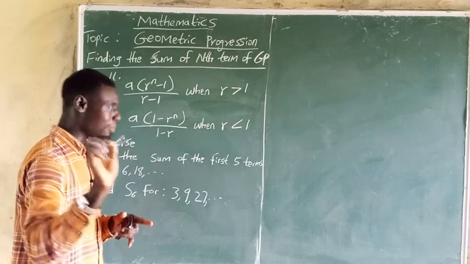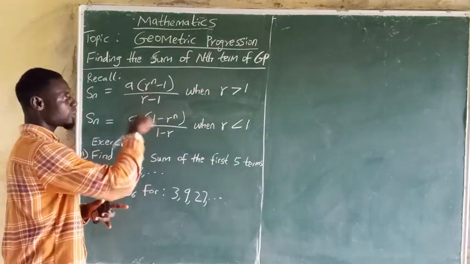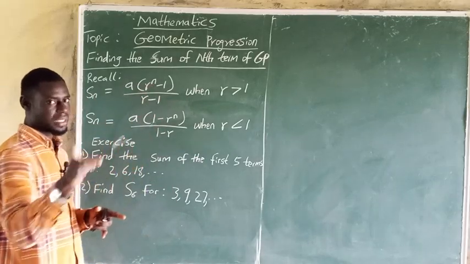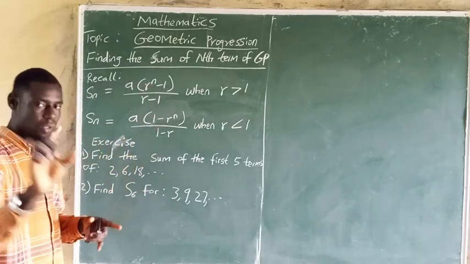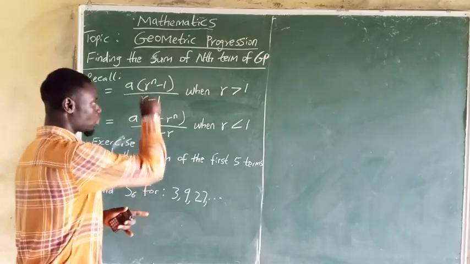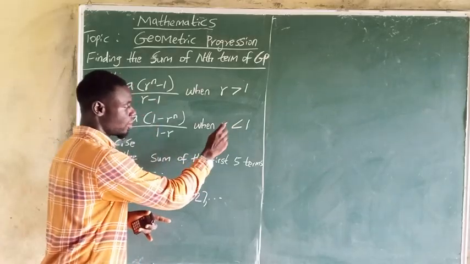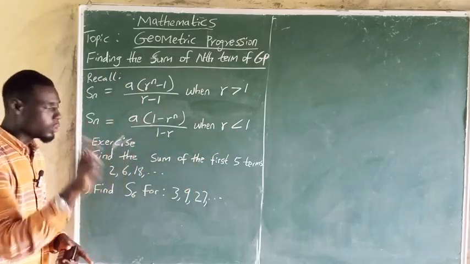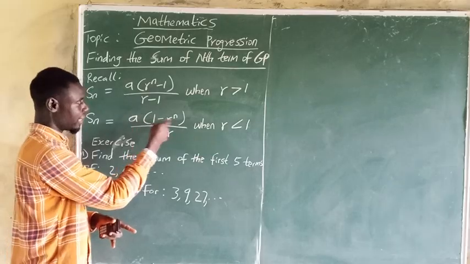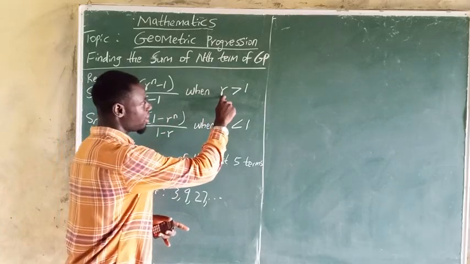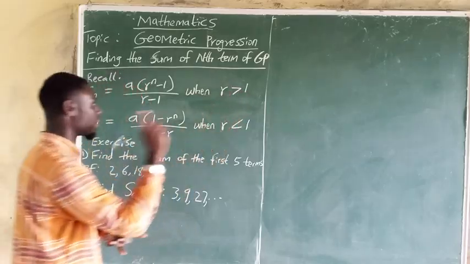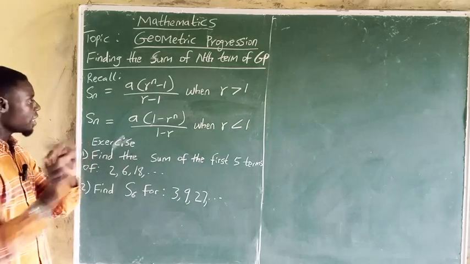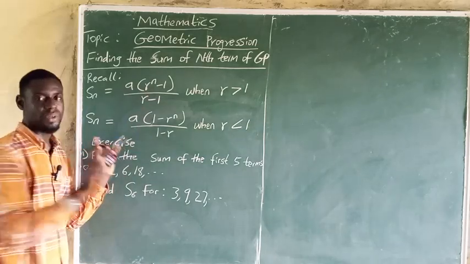Scholars, please be careful about this, because these formulas look alike, and in the exam, if you use this instead of this, you will get it wrong. So forget about what is written here and focus on this statement. When your common ratio is less than 1, you use this formula. How do you know? The 1 will come first before the R. But when your common ratio, which is your R, is greater than 1, the R will come first before the 1. Very simple. You don't need to cram anything. Just know one, and you know the next one.